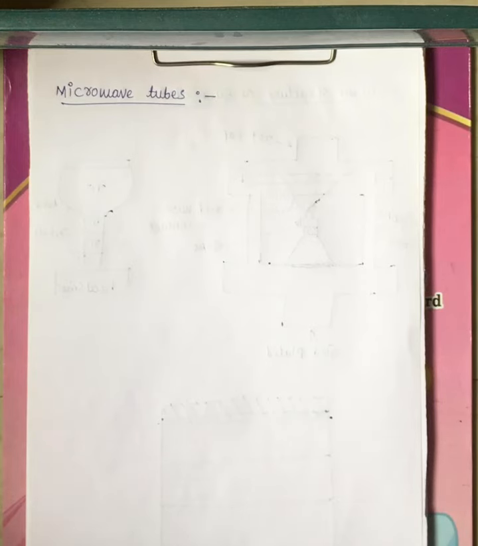Now coming to the next lecture, microwave tubes. In the previous lecture we have seen microwave diodes, that is Gunn diode, IMPATT diode, Schottky barrier diode, PIN diode, and microwave transistor. Those are your active components, right? Now coming to the next lecture, that is microwave tubes.